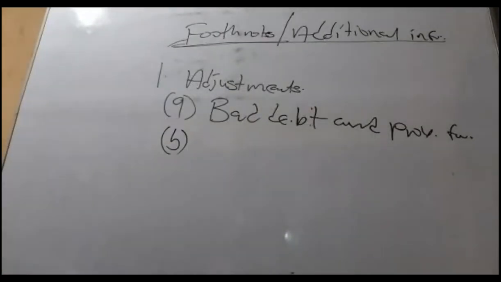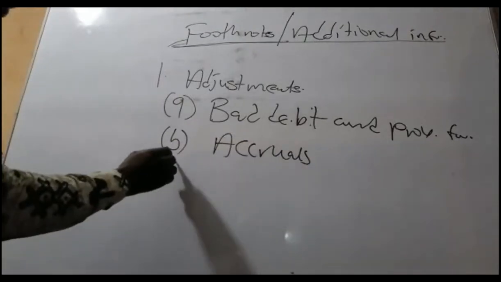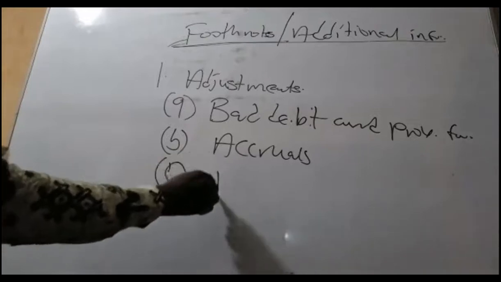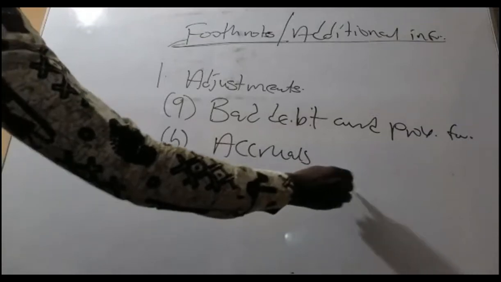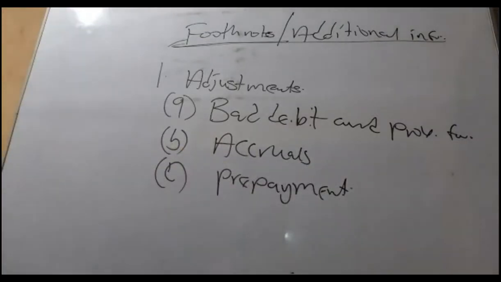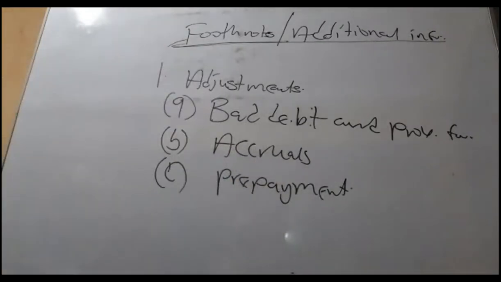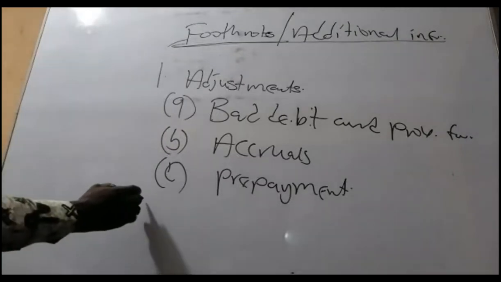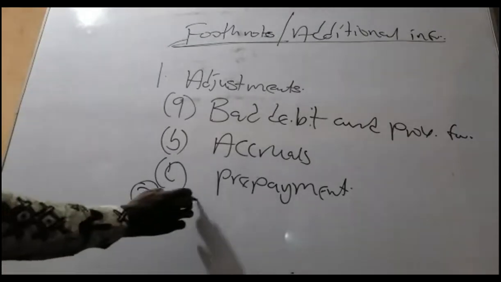Some of the footnotes will talk about accruals. And then if there's accrual, the twin must come, prepayment, right? Good. So that's the first section. So some of the footnotes will talk about adjustments. I have 3 issues here. Then item number 2. That one we don't have control over. Errors.